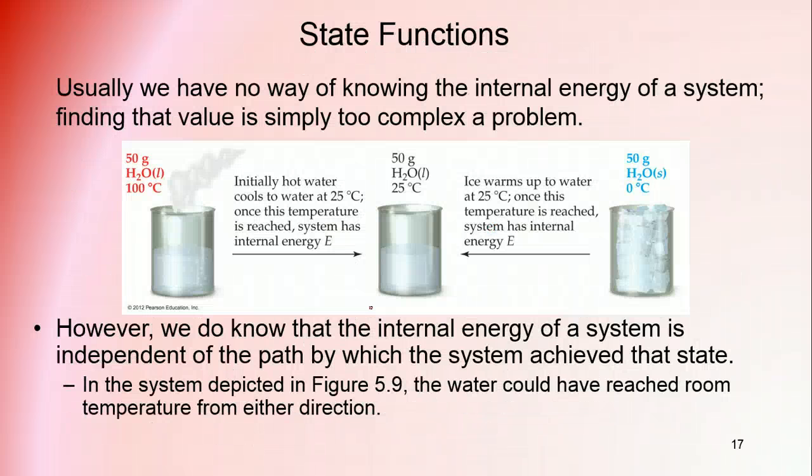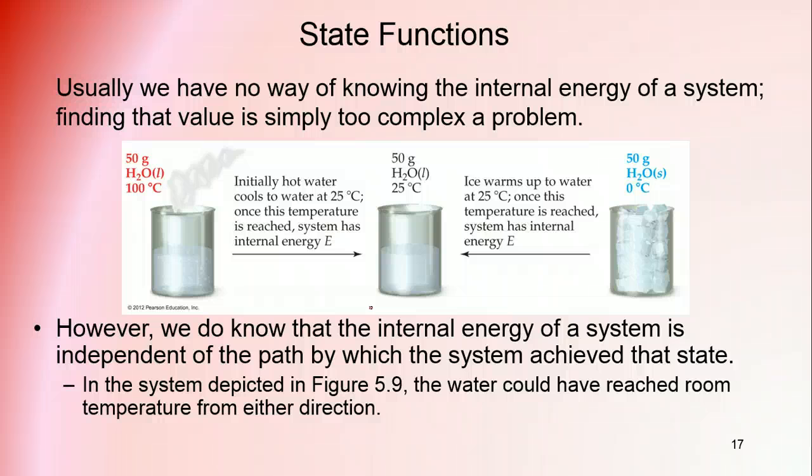Now it's time to take a look at what we call state functions. What we've been talking about with delta E is how to calculate it when our system undergoes a heat change, whether it's gain or loss, and when work is done either by the system or on the system. We know that there's a change in delta E. And so delta E is actually what we call a state function.